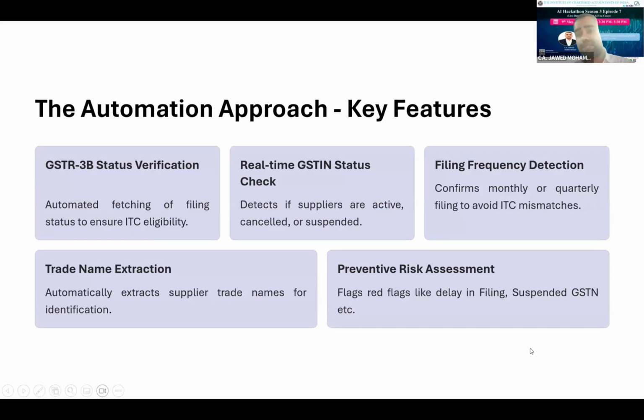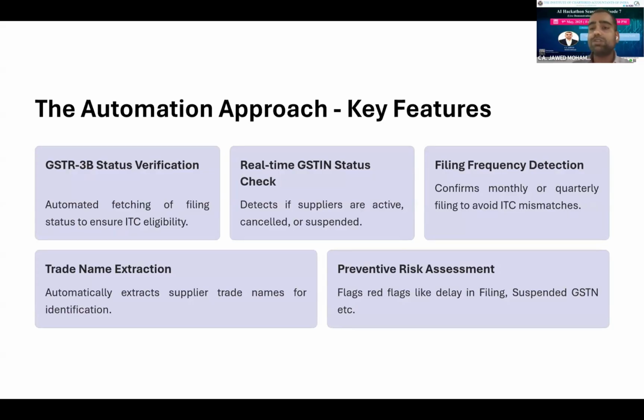So what are the key features of this particular tool? The key feature is that it checks the GSTR 3B status. It will pull all the details from the GST website into Excel itself. I'll show you the details. And what extra it does, it checks the real-time GST status, since GSTR 2B is a static form, once it is generated, it does not change.